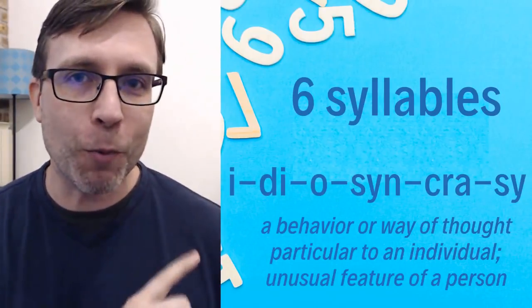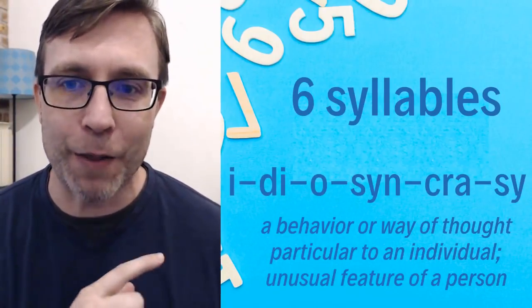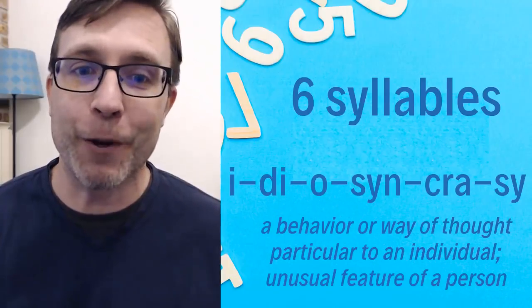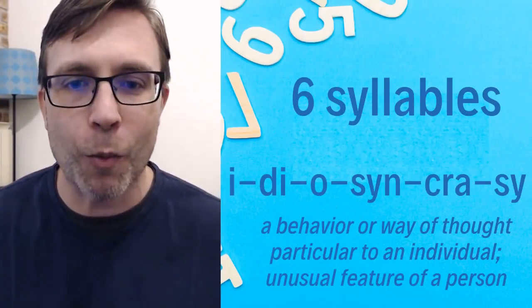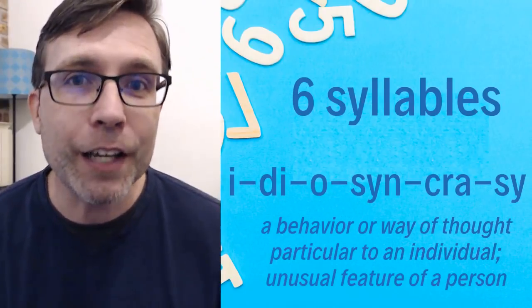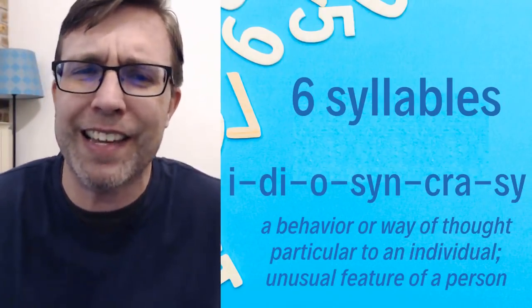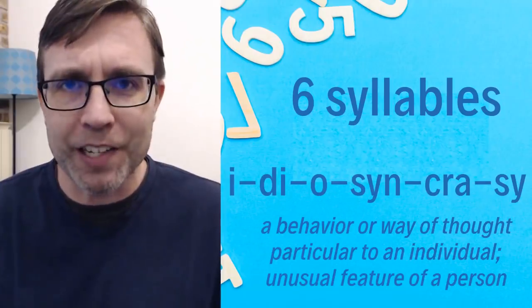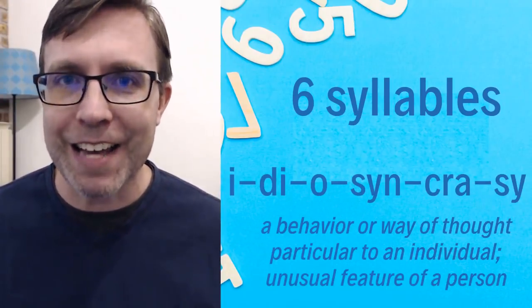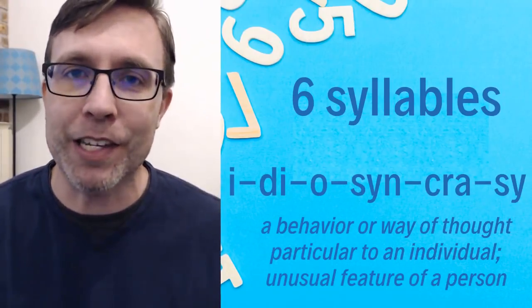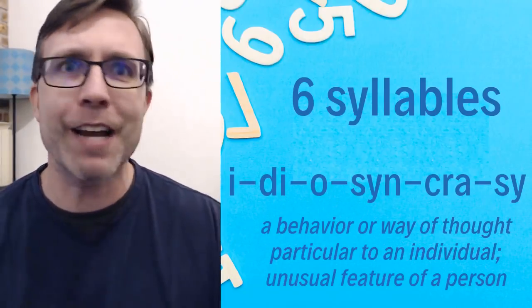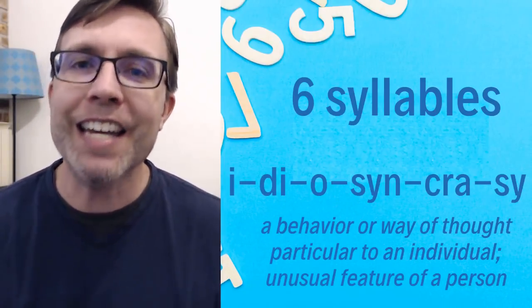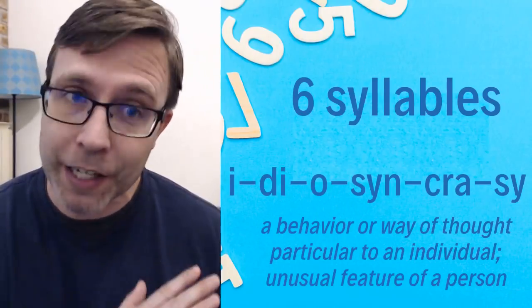If you don't know what the word means, I put the meaning down there, and you could expand your vocabulary. An idiosyncrasy is a behavior or a way of thought that is particular to an individual. It's like an unusual feature. For example, everybody has certain idiosyncrasies. Perhaps somebody likes to sing in the shower. Every time they shower, they are singing. That is an idiosyncrasy. It is particular to that person.